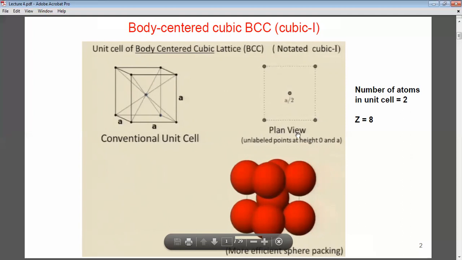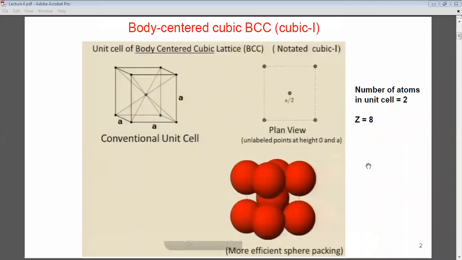Remember, in a plan view, we put what we see and at what height they are. So the unlabeled points are at height 0, these points over here, and height A, these points over here.